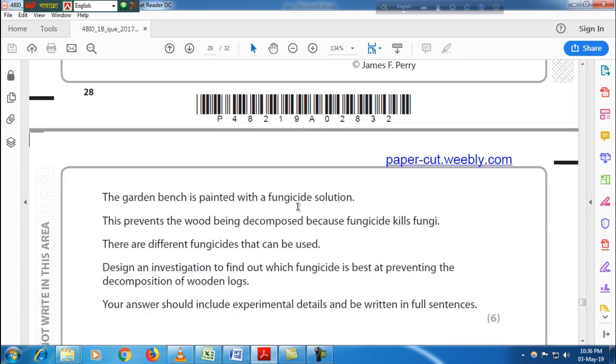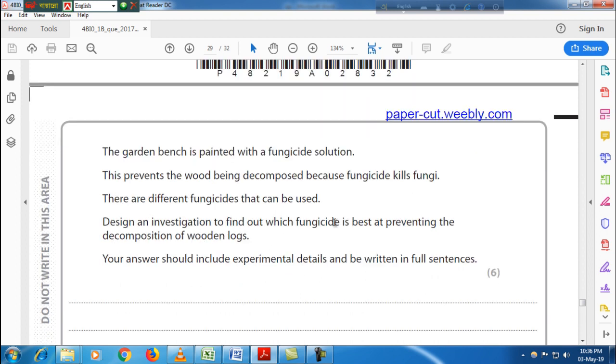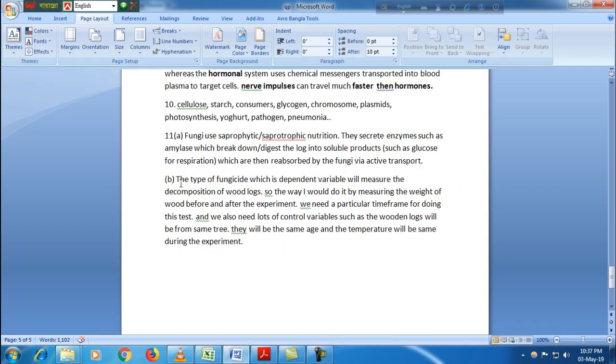There are different fungicides that can be used. Design an investigation to find out which fungicide is best at preventing the decomposition of wooden logs. So we will test this with different kinds of fungicide solution in this experiment. Then we have to find out the result, which one is better. Your answer should include experimental details and be written in full sentences. Answers have been given in the sheet. Please check from the sheet.